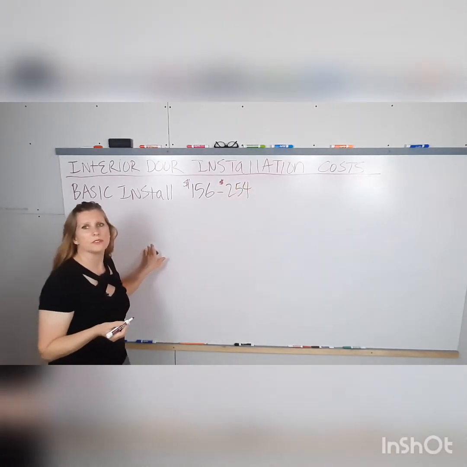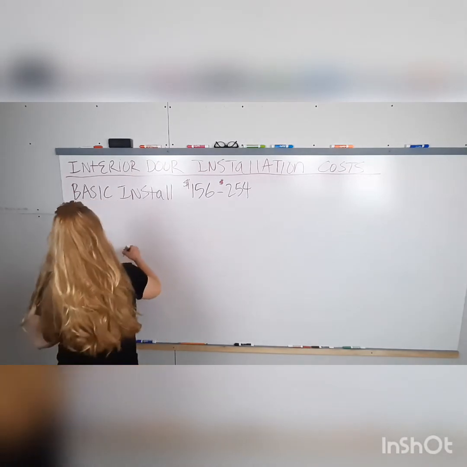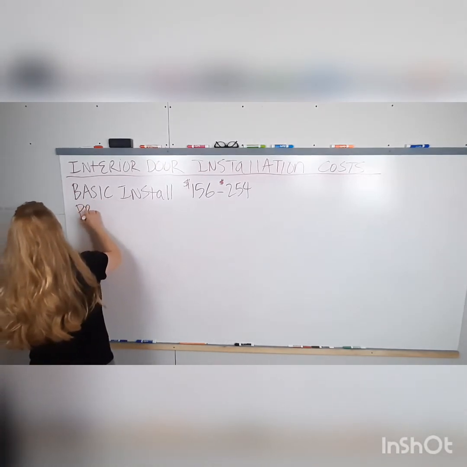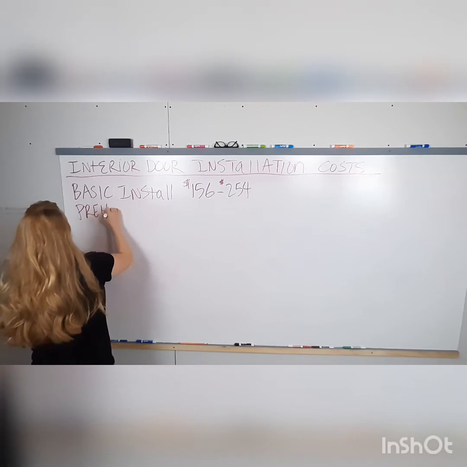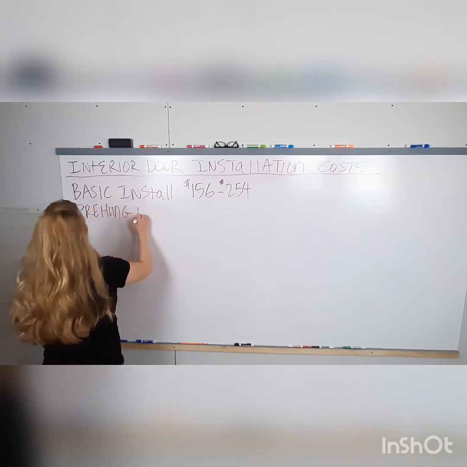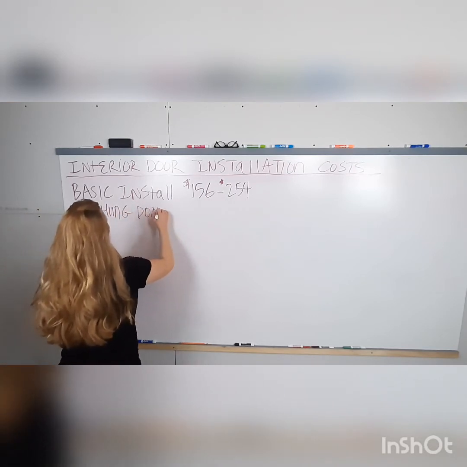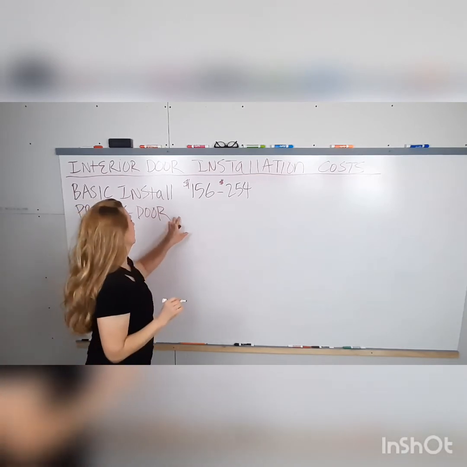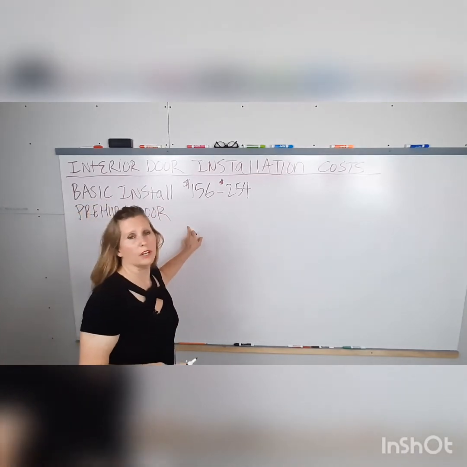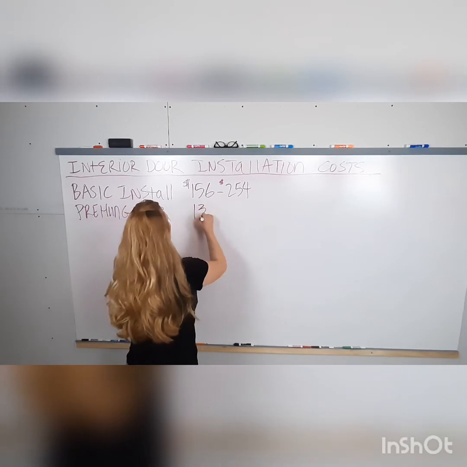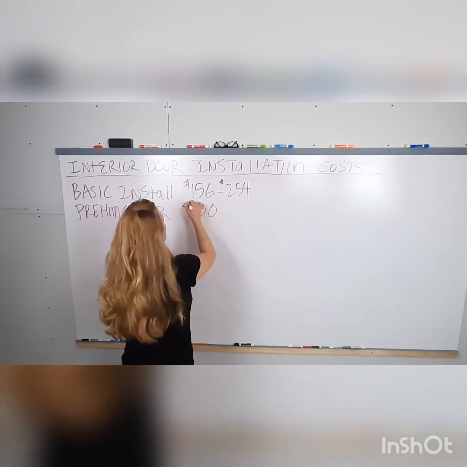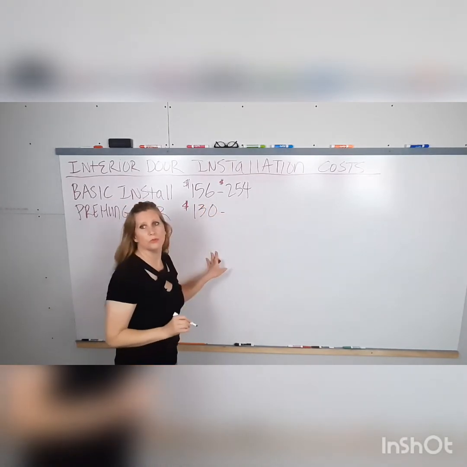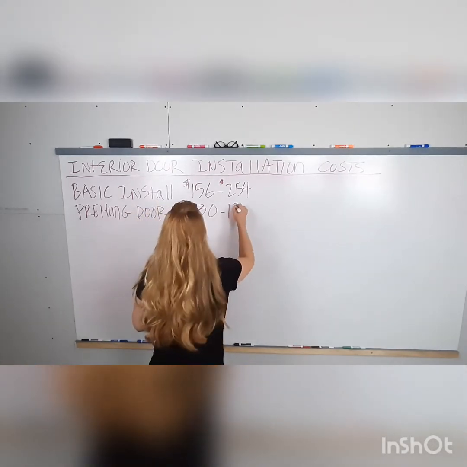Now it says that we have our actual pre-hung door cost to purchase the door itself. Okay. And that in my area looks like you will pay about $130 to $199.